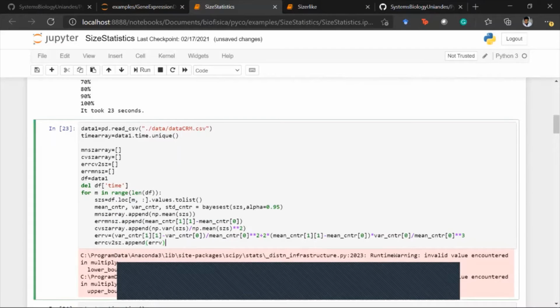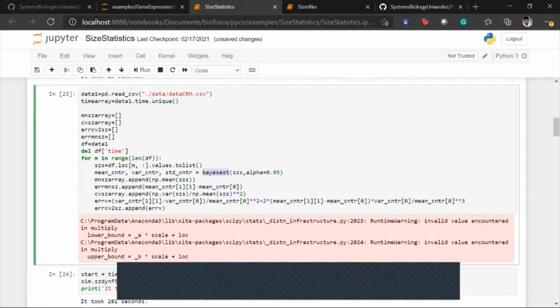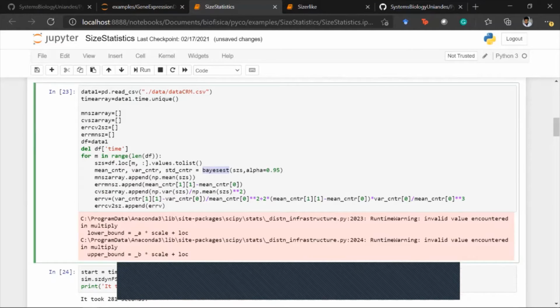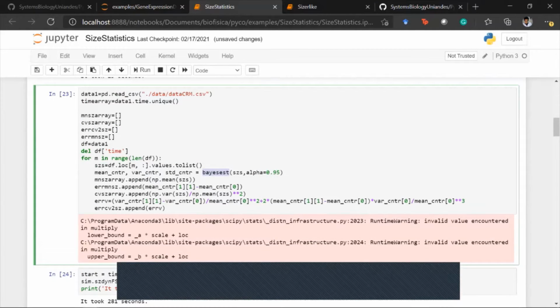Here we use a statistical script to estimate the mean and the coefficient of variation of the size along the time using functions of NumPy, the variance over the mean squared, and we use this function of bayes to estimate the confidence interval of those statistical moments, the mean and the CV squared.